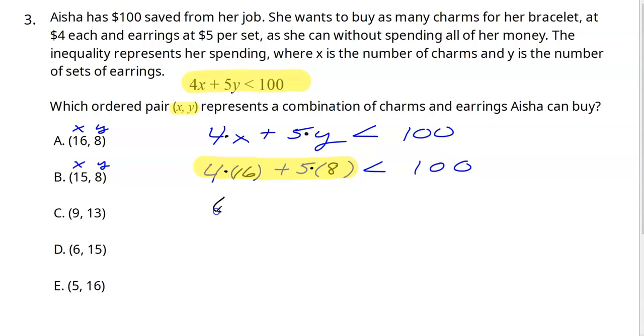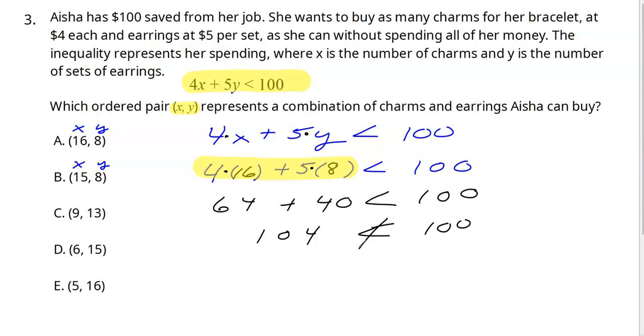So 4 times 16 is 64 plus 40. Is that less than 100? Let's see. Nope, that's 104. 64 plus 40 is 104, and that is not less than 100. I'll put a little mark through there saying it's not a true statement.